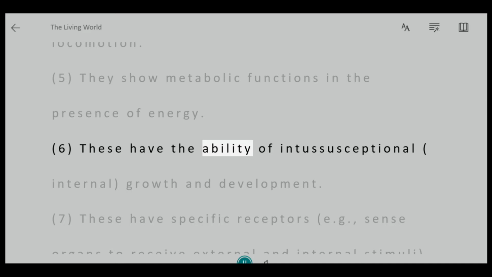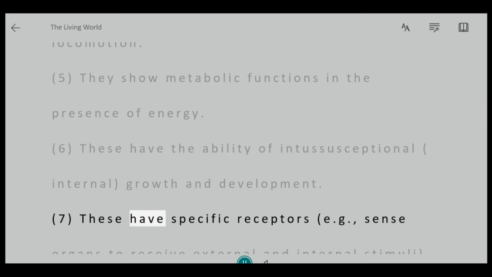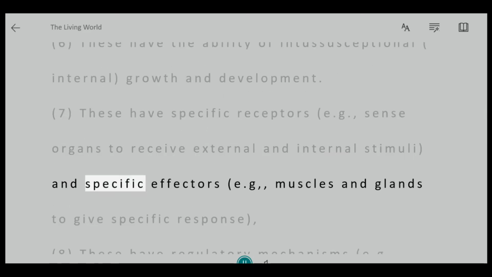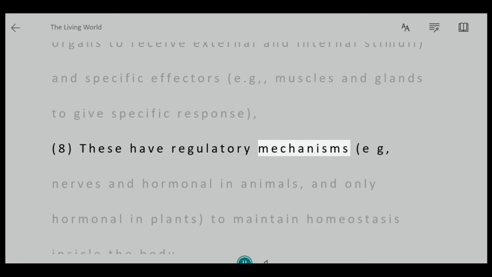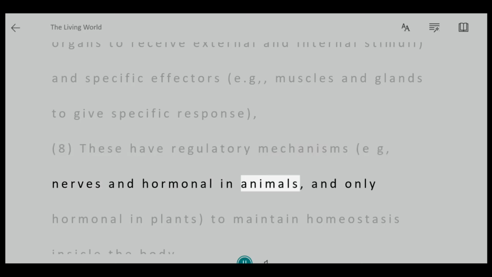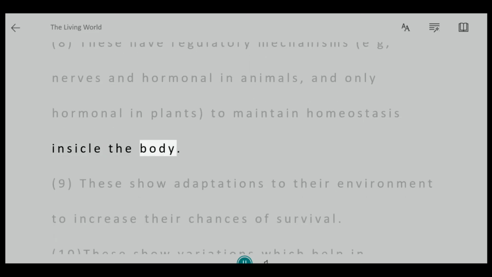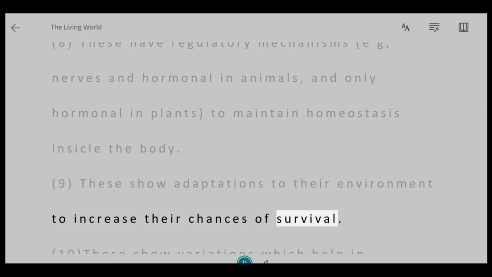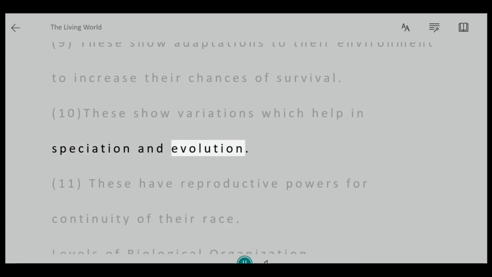6. These have the ability of intussusceptional, internal, growth and development. 7. These have specific receptors, example sense organs, to receive external and internal stimuli, and specific effectors, e.g., muscles and glands, to give specific response. 8. These have regulatory mechanisms, e.g., nervous and hormonal in animals, and only hormonal in plants, to maintain homeostasis in the body. 9. These show adaptations to their environment to increase their chances of survival. 10. These show variations which help in speciation and evolution.